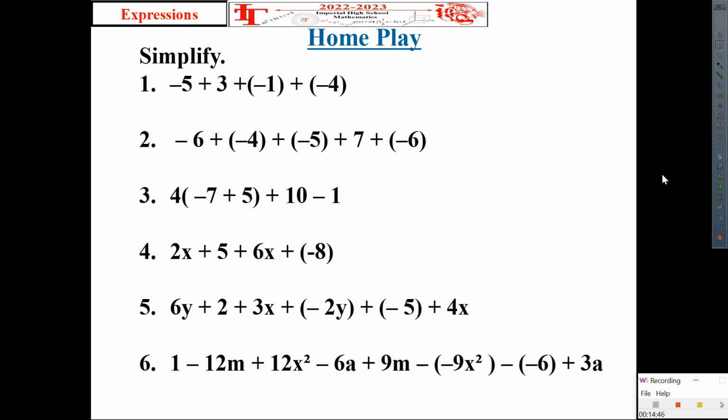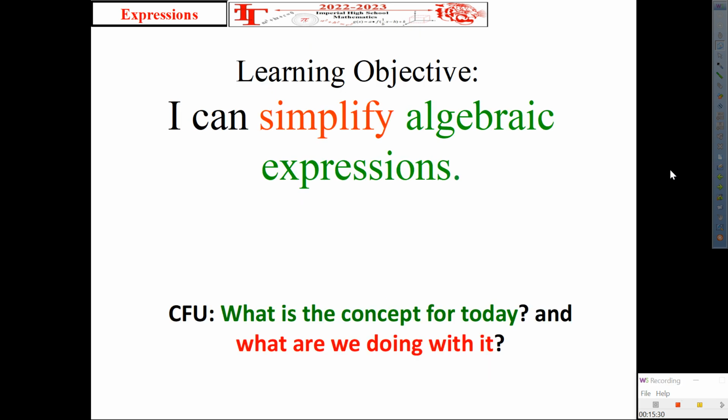So now that we got that out of the way, I'm going to recap what we did yesterday and continue with the lesson. Turn to the lesson from yesterday. I usually start my lesson with an objective, and the objective from yesterday was: I can simplify algebraic expressions. So if I asked what the concept for today is, you would look at the objective and know. Tell your neighbor the concept we are still on since yesterday.